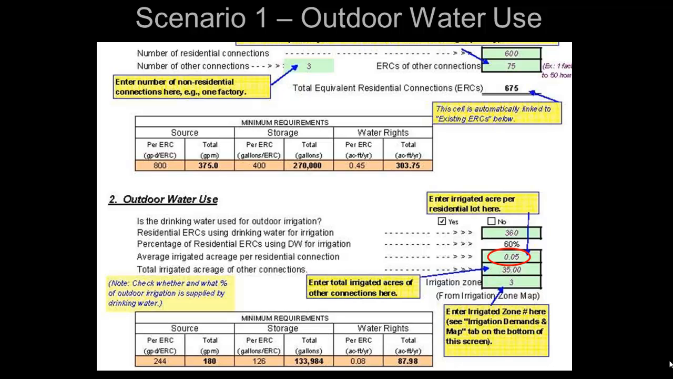This may have to be estimated from an aerial map if the water system doesn't have an accurate estimate. We'll enter 0.5 for the data given. We then need to total the acreage for the other connections. In our scenario, the area of the park, school, and cemetery equals 35 acres. By entering this data, the minimum outdoor capacity requirements are automatically calculated.